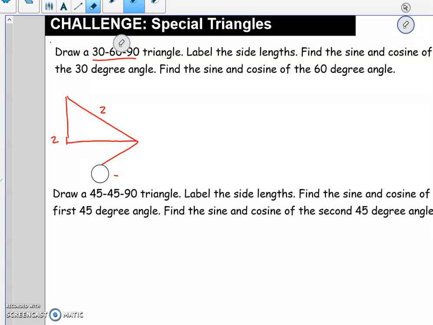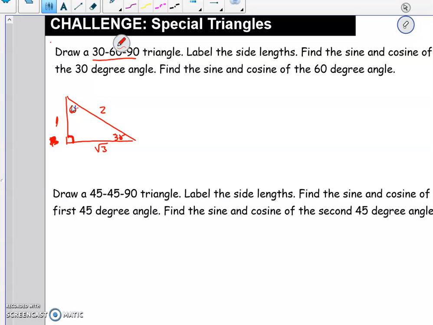We'll get rid of this side down here, and let's see, that would make this my 90 degree angle, my 60 degree angle, and my 30 degree angle. This is no longer a full side of 2, but we cut in half, so it's a side of 1, and then that's square root of 3. Okay. Label the sides of the triangles. We did that. Find the sine and cosine of the 30 degree angle.